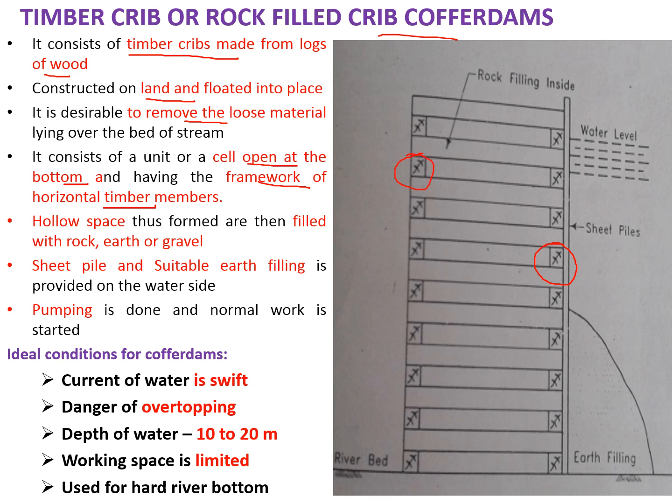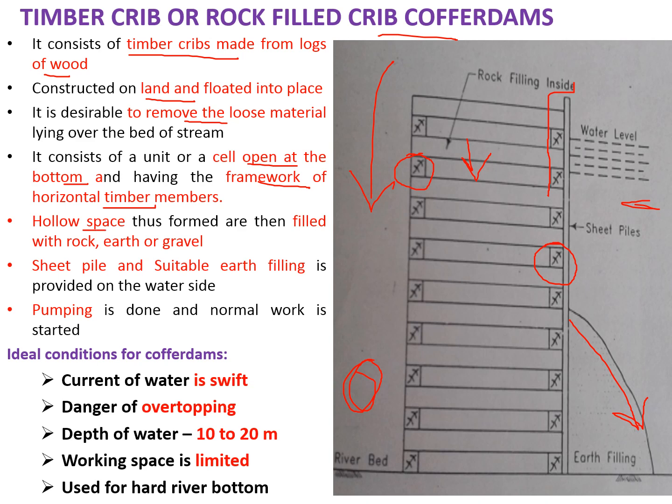Here you can see all these timber cribs, and they are filled with rock filling inside. At one side the sheet pile is provided, and this is your earth filling on the water side, and dewatering is done from this, and this dry working area is utilized for the purpose.